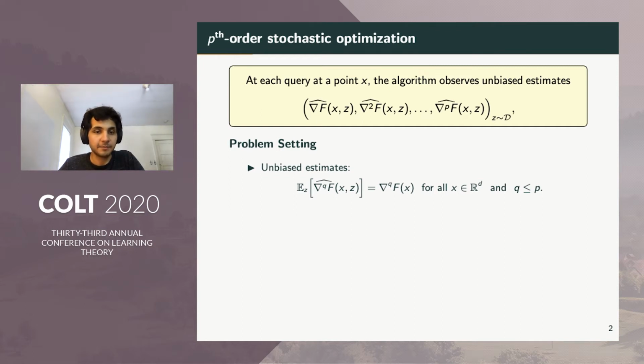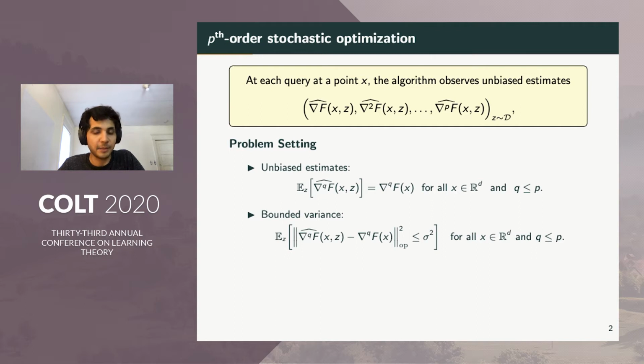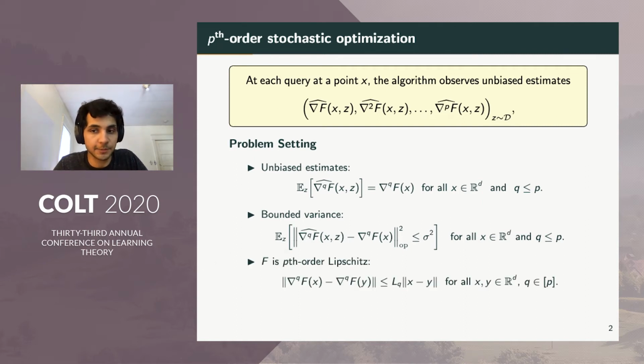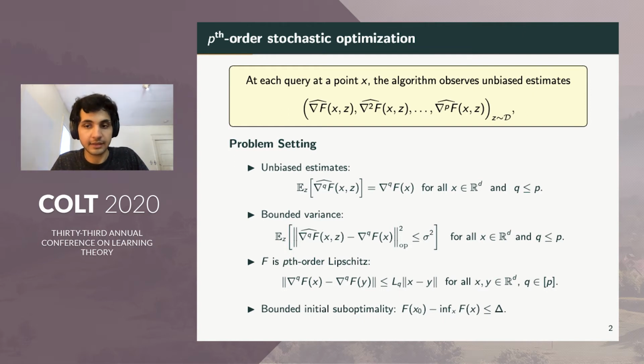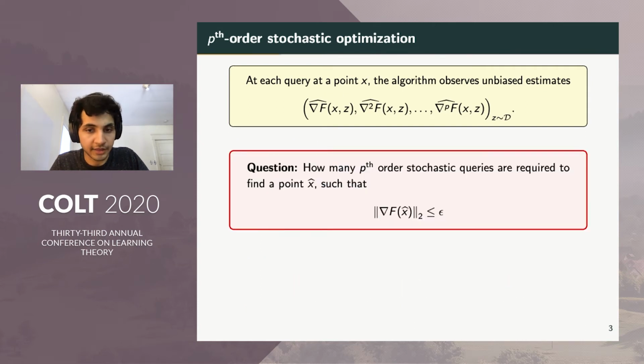More formally, in the pth order stochastic optimization setting, we assume that the returned estimates are unbiased and have bounded variance under the respective operator norm for all orders up to p. Further, we also assume that the objective function f is well behaved and has Lipschitz derivatives up to the pth order, and that the initial point x naught has suboptimality bounded by delta. Under this setting, the question we are interested in is how many such pth order queries are required to find an epsilon stationary point of the underlying objective.